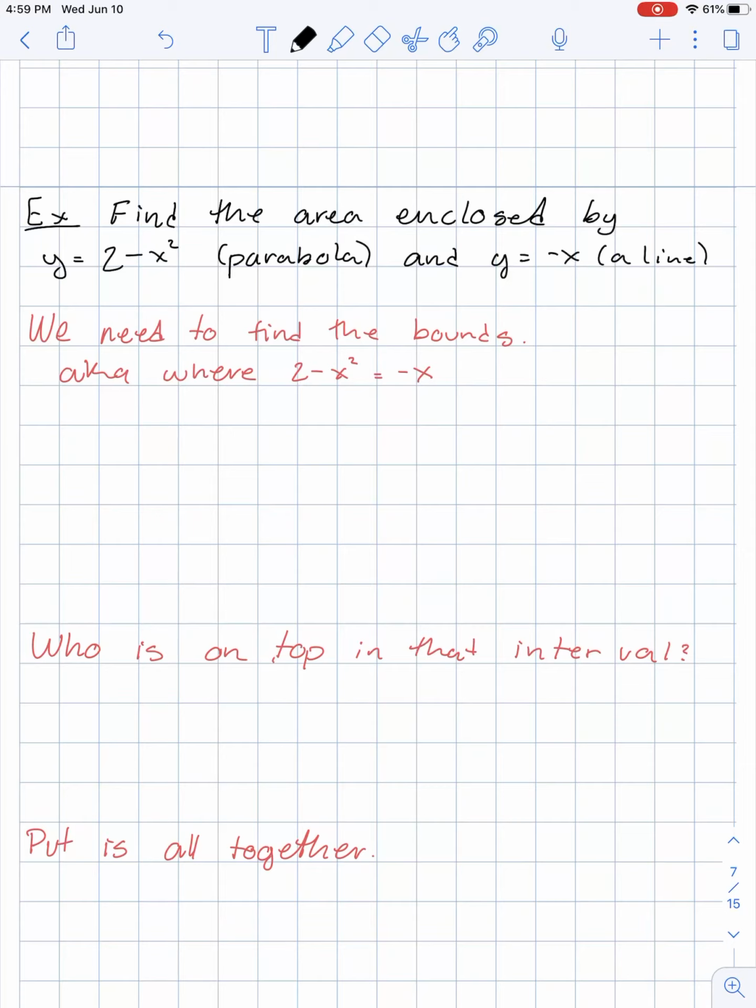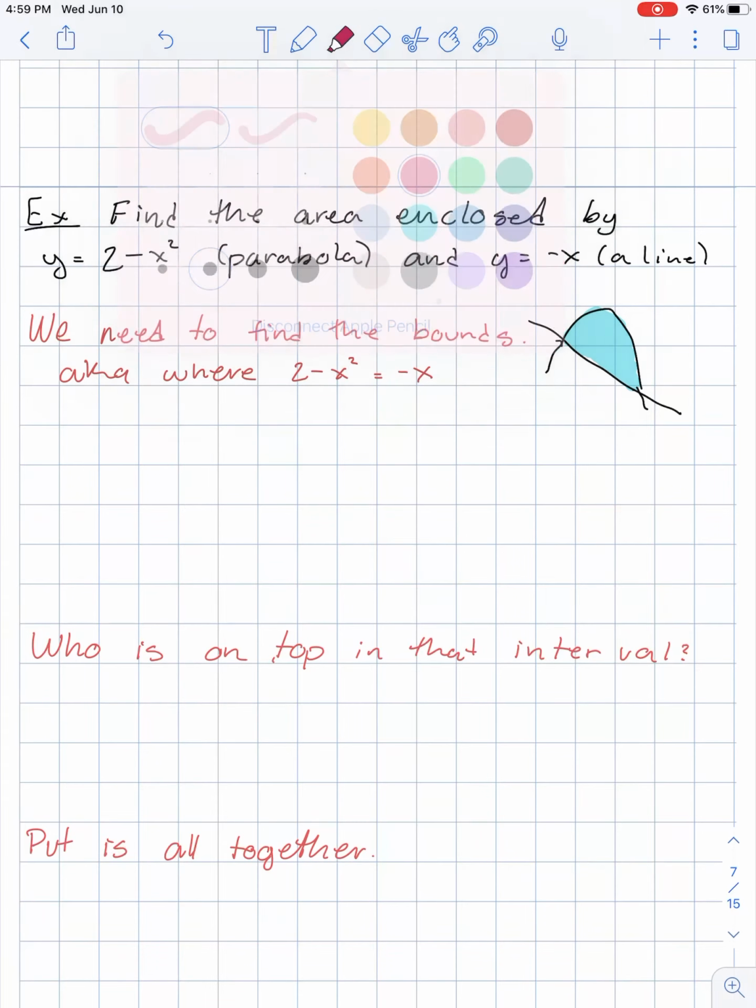Okay, so if I draw a rough sketch of what we're looking at, it's something like this. The area enclosed between the parabola and the line is this area right here. This is a really rough picture. The area enclosed is not this other area. That's not enclosed in the parabola. Okay?